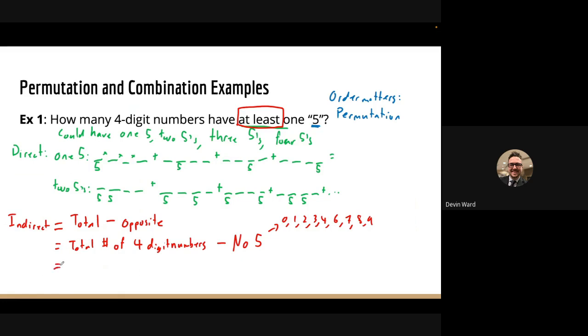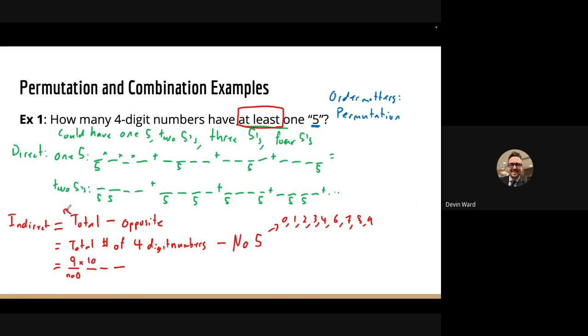Okay, so how many total options do we have? Remember, I'm going to put my restrictions on the bottom and my number of options at the top. The only restriction that we have is that we can't have 0 in the first spot, because if we have a 0 here, it's going to be a 3-digit number or a 2-digit number or a 1-digit number.